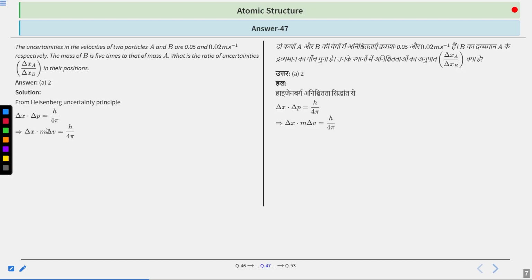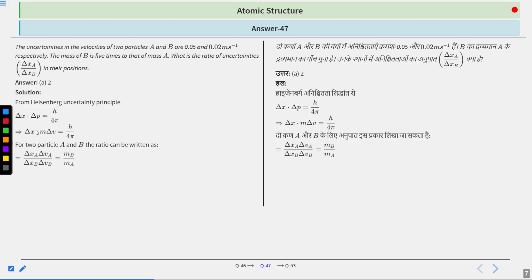And since mass is known with 100% accuracy, we have taken it out of the delta, as there is no uncertainty in the calculation of mass. The formula becomes delta x dot m delta v is equal to h by 4 pi. Now for two particles A and B, for A it will be delta x A m delta v A is equal to h by 4 pi. And for B, it will be delta x B m delta v B is equal to h by 4 pi.